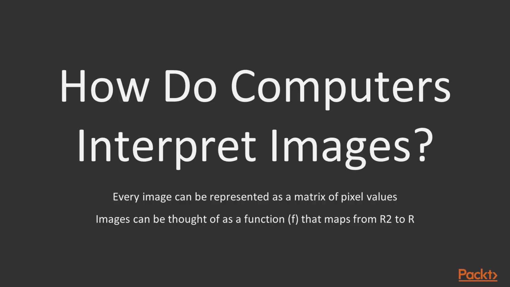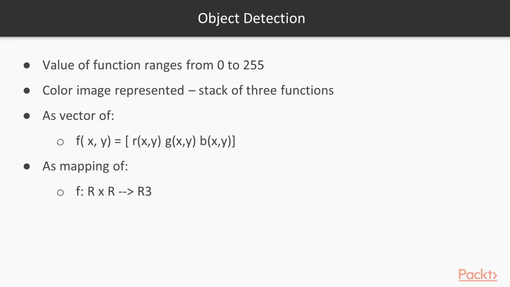Let's see, how do computers interpret images? Essentially, every image can be represented as a matrix of pixel values. In other words, images can be thought of as a function, f, that maps from R2 to R. In practice, the value of the function ranges only from 0 to 255.